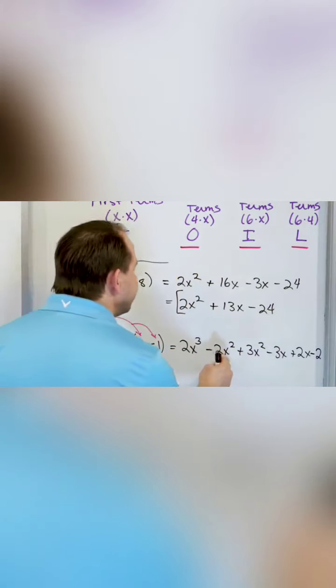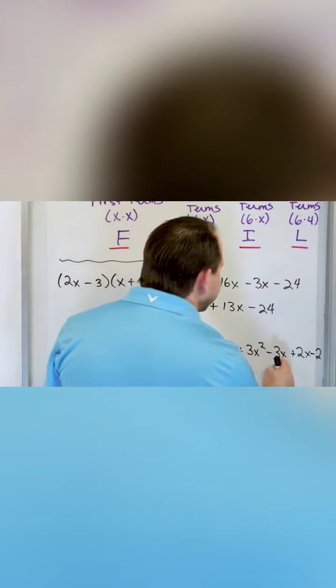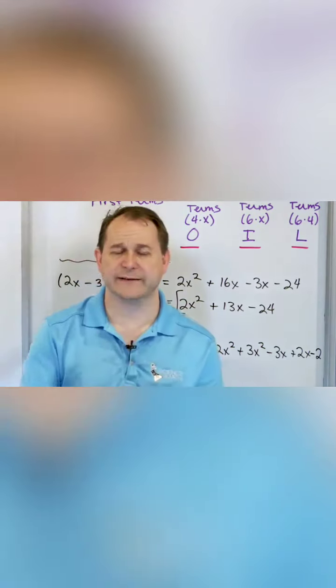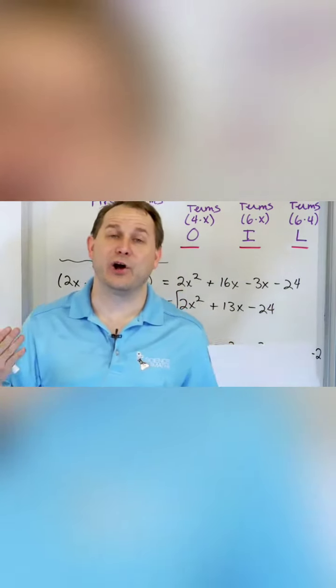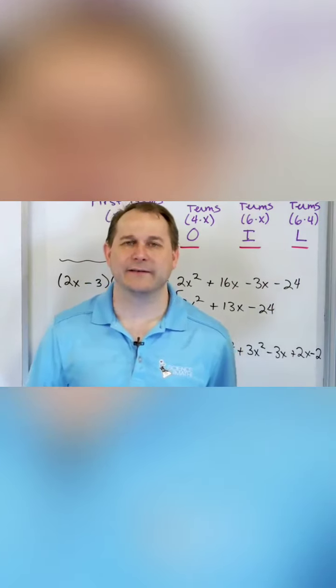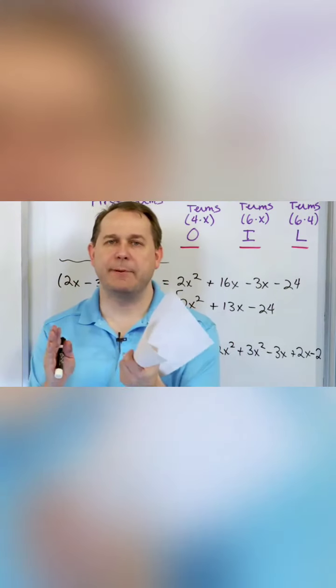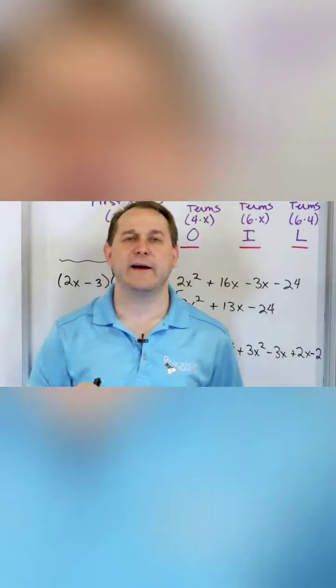Of course, I can simplify this by adding these terms. I can simplify this by adding those terms. I'm not going to do it now because this isn't the point of the lesson. The point of this lesson is that we're learning something called the FOIL method, first, outer, inner, last. But it's not a magic recipe. It's developed because we multiply binomials by distributing every term into every other term.